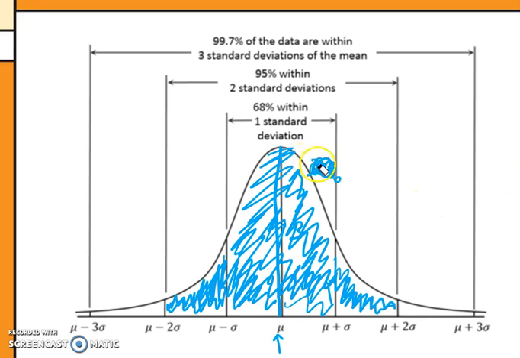And then if I go 3 standard deviations away, so +3 in either direction. So +3 this way, and then -3, so below. 99.7% of the data falls within there, so almost all of it.